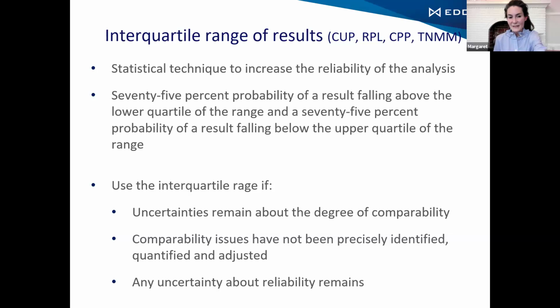in a little bit. And the interquartile range is just the middle 50%. If you rank order all of your PLIs for each comparable company, and you just get rid of the top 25% and get rid of the bottom 25%, and you take that middle 50%, that's your interquartile range.